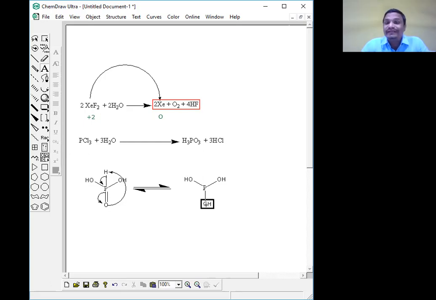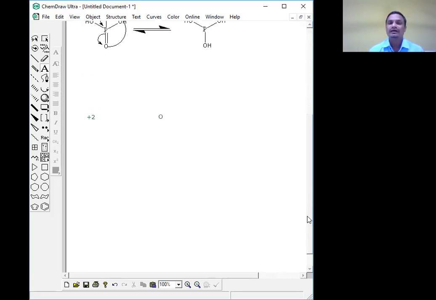This is not the only product. It is just tautomerization, where one form is converted into another form, and therefore this statement is again not an incorrect statement. Only formation of H3PO3 is not there. Along with that, there is a formation of 3HCl. Now, let us go for another statement.